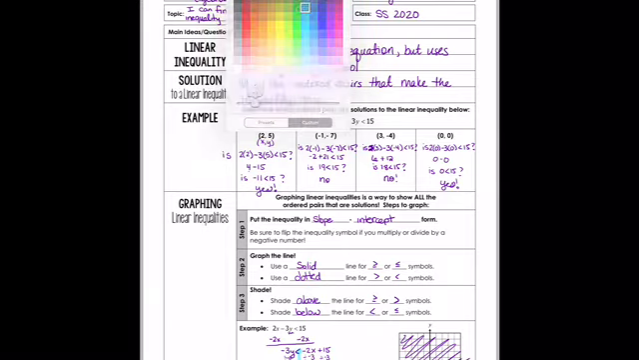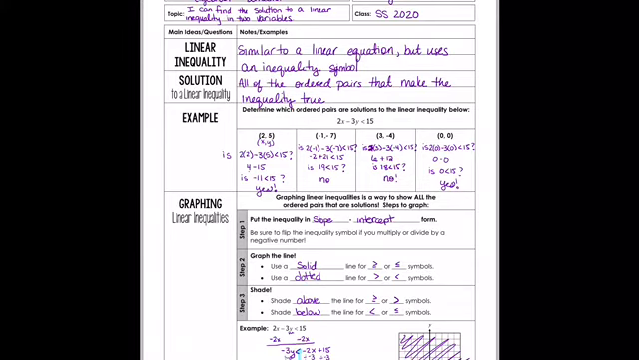Now we can always test a point. So I like to test the point 0, 0. As long as that point's not on your graph, it makes a great one to test. So we can go 2 times 0 minus 3 times 0. 0 minus 0 is 0. So is 0 less than 15? And the answer to that is yes, which is good because it's in that region we shaded. Now, that's one way to double check to make sure that we know which way we're going.